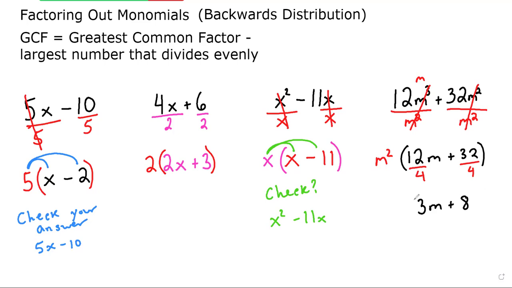So now this 4 also has to go on the outside. Where do I put it though? You always put the number in front, the big number in front. So it's going to look like 4 in the front and then m to the second power. And then if I wanted to check it, I could always multiply 4m squared by 3m and I'd get 12m to the third power. And then 4m squared by 8, I'd get 32m squared. So you can always check your answer, but that is the answer right there. And we are done.